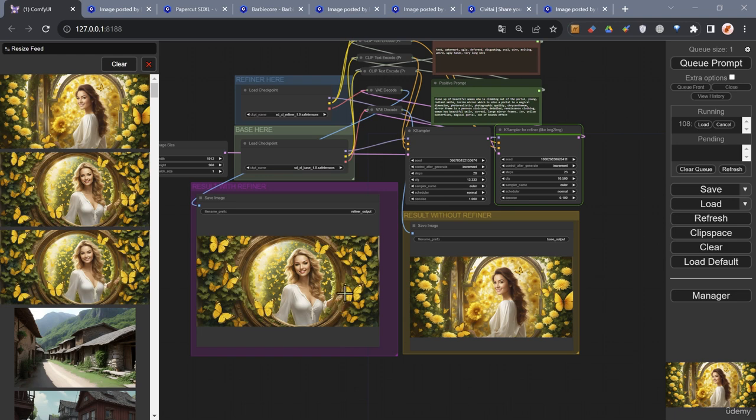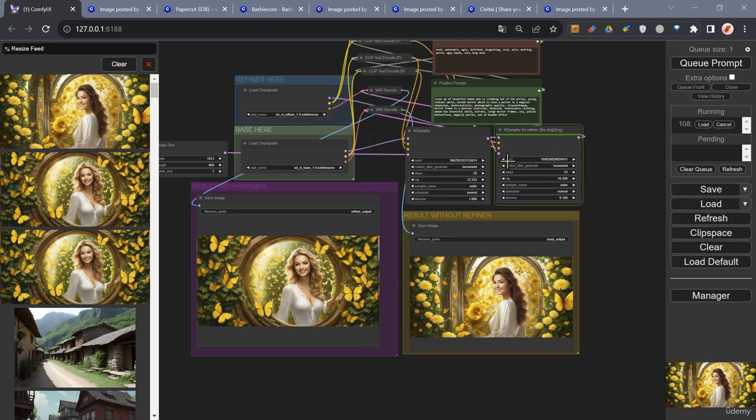SDXL, the theory behind it is that you use the two models in a very specific way, with the base model doing most of the work and then the refiner model doing a tiny amount of the work. This is an unusual setup which I found produced reasonably good results most of the time.